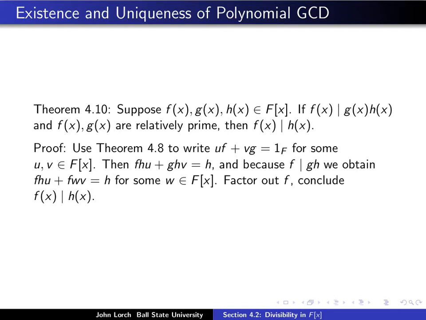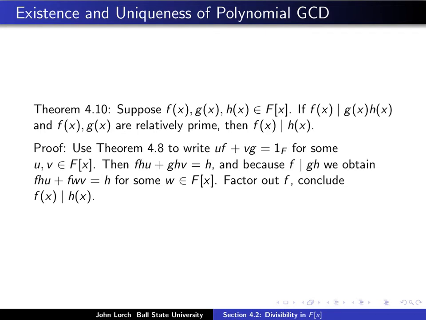Let's suppose we have polynomials f, g, and h in our polynomial ring over the field capital F. And let's suppose that f divides evenly into the product g times h. And furthermore, let's suppose that f of x and g of x are relatively prime, meaning that the greatest common divisor of f and g is equal to the constant polynomial 1.